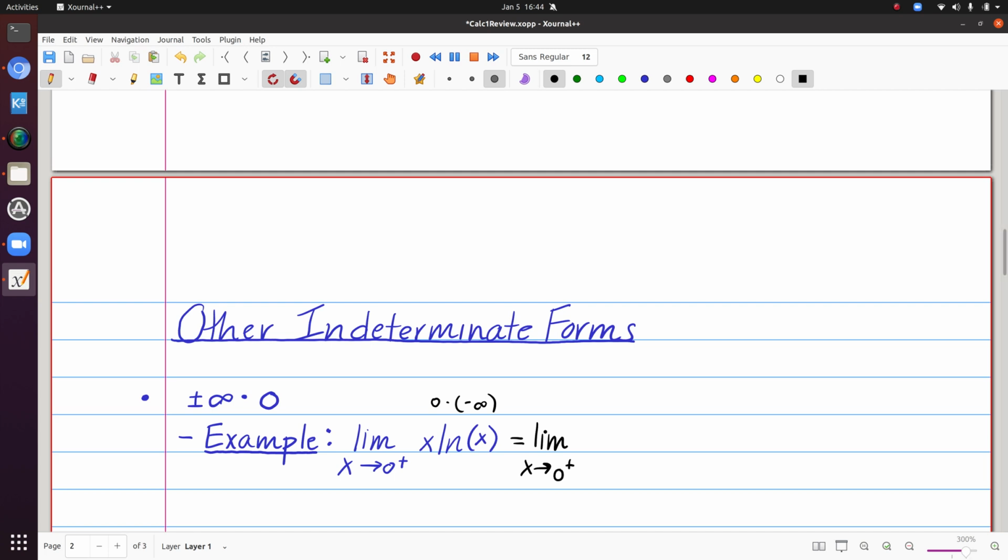So if I want to take a product and write it as a quotient, I can do that in this instance by saying that multiplying by x is the same as dividing by 1 over x. Now, notice that the numerator, ln of x, is approaching minus infinity, and the denominator is now 1 over x, and it's approaching infinity as I send x to 0 from the right. So we have an indeterminate form now of the type we talked about above, and now I can apply L'Hopital's rule.